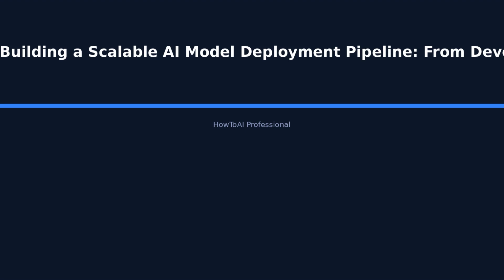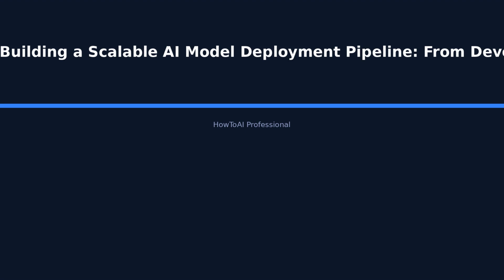Section 7. Scalability considerations. Scalability is a crucial aspect of your deployment pipeline. As your user base grows, your model must be able to handle increased loads. Here are some strategies to ensure scalability. 1. Load balancing. Distribute incoming requests across multiple instances of your model to prevent any single instance from becoming a bottleneck. Tools like Nginx or AWS Elastic Load Balancing can help with this.